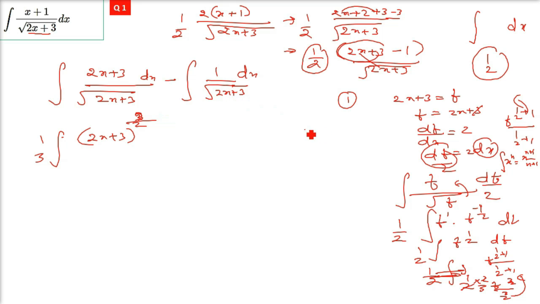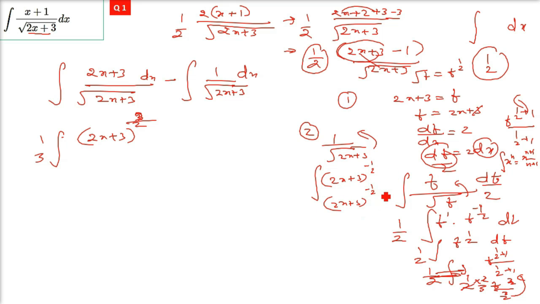Let's take the second one. The second one is 1 by under root 2x plus 3. Now just take it to the numerator, because under root t is simply t raised half. It goes up as t raised minus half, so 2x plus 3 to the power minus half. Now when you integrate it, it will be x to the power n plus 1 by n plus 1. n is negative half here. So 2x plus 3 to the power negative half plus 1 divided by negative half plus 1.